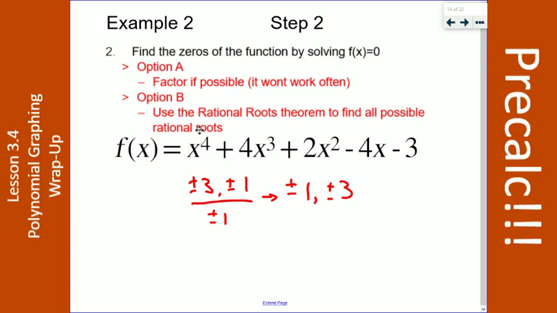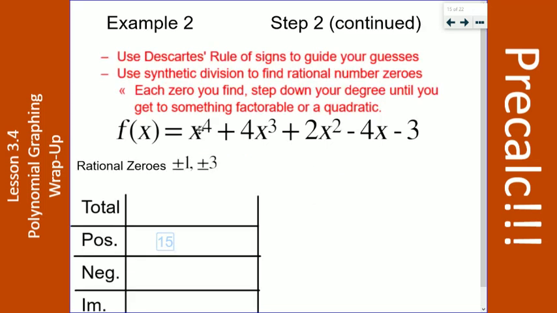By using the rational roots theorem, we find that our possible rational roots are going to be plus or minus 1 and plus or minus 3. We're not going to have any fractions here. I get the vibe that you appreciate not having fractions. All right, so let's move over to step 2 and keep going.